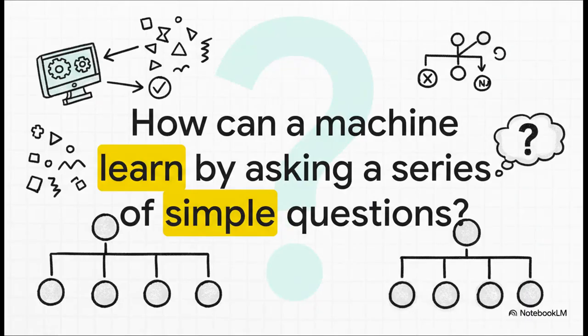So it really all boils down to this. How in the world can a machine learn to make really smart decisions? Not by using some super convoluted formula, but just by asking a series of simple yes or no questions. That's the big idea we're going to unpack right now.